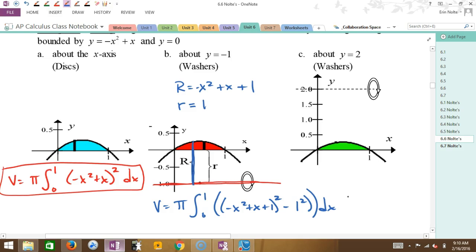Does everybody follow that one? So they make it a little bit more complicated when they go around different axes or different lines.